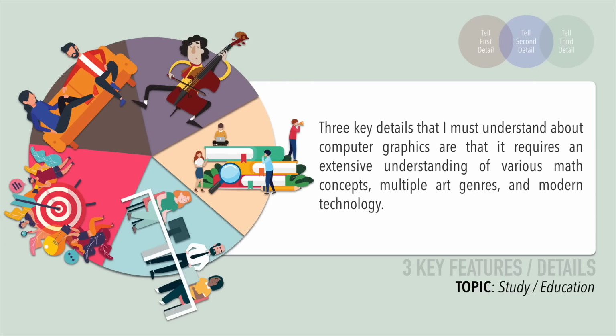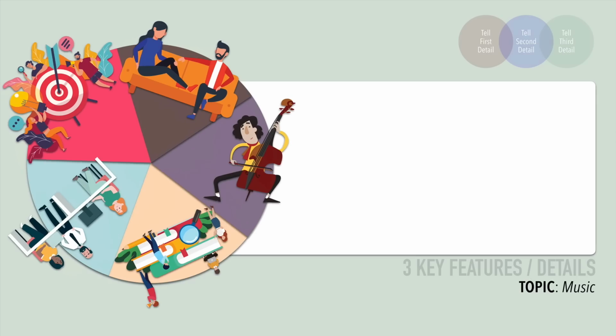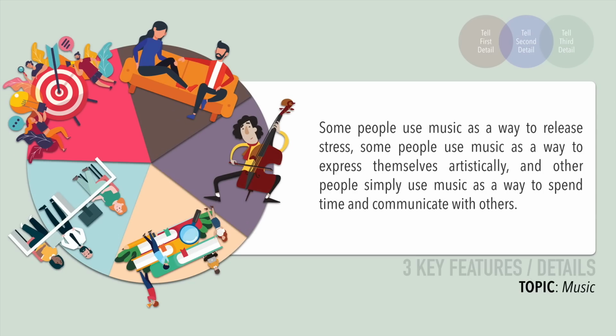Okay, let's keep going. I want to give you guys more examples. Next, we have music. Well, we can say, some people use music as a way to release stress. Some people use music as a way to express themselves artistically. And other people simply use music as a way to spend time and communicate with others. Again, all I did was give 3 details related to the topic of music.